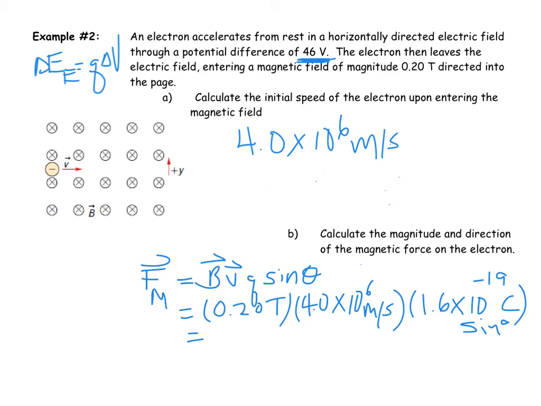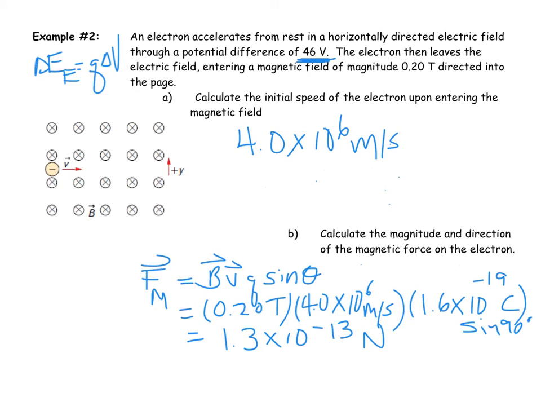And so working all of that out, again, we should probably, just for the sake of emphasis, include sine of 90 degrees, just to emphasize that the force and the field are at 90 degrees to one another. And when I work that out, I'm getting that the magnetic force has a magnitude of 1.3 times 10 to the power of negative 13 newtons.